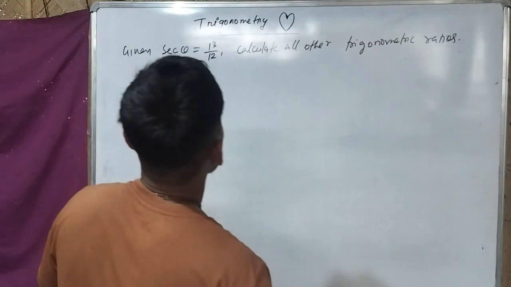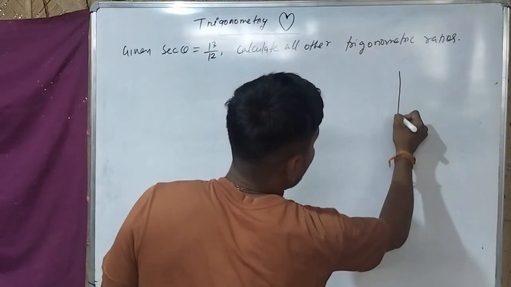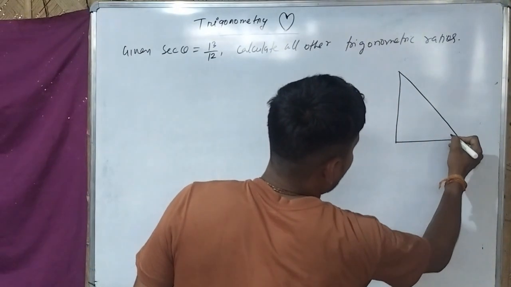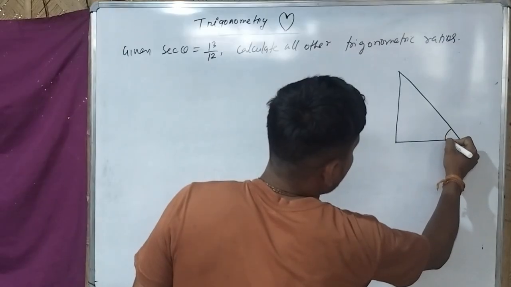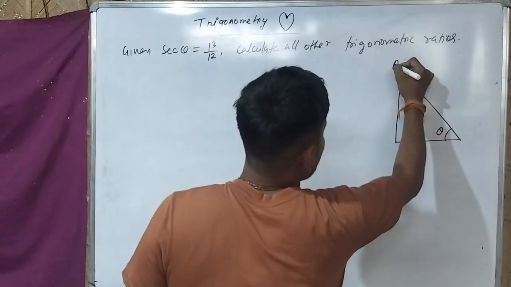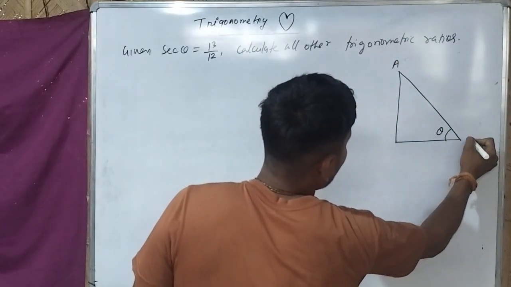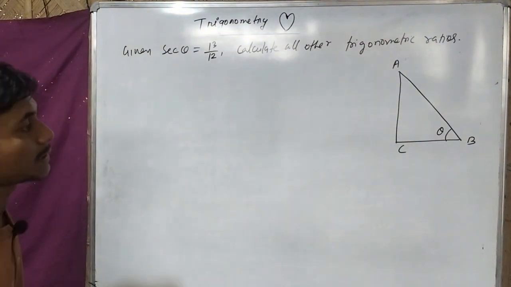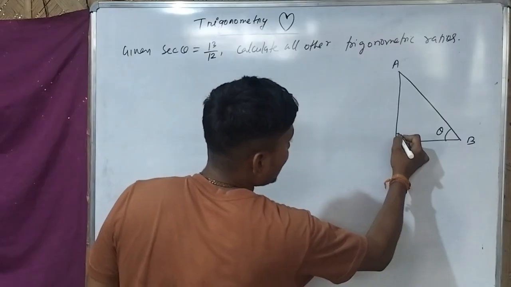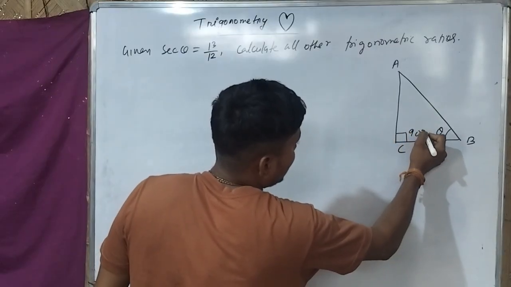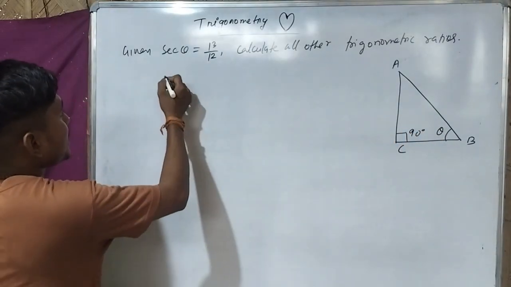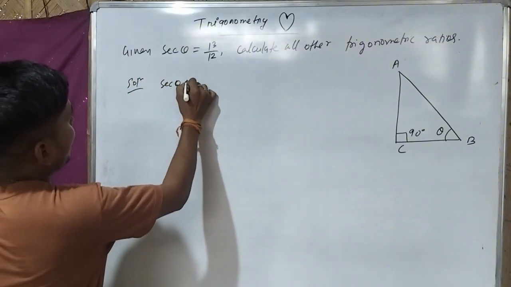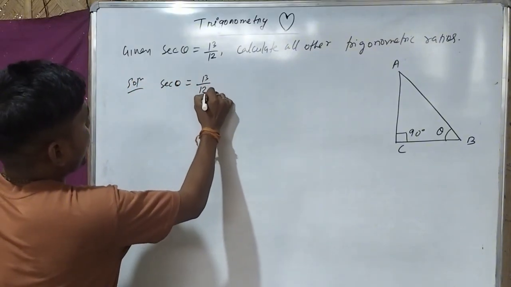Okay, suppose to find this, you consider one triangle. Suppose this triangle is ABC. Suppose angle B is theta, then opposite to angle B, this will be the perpendicular, with the 90 degree at angle C. Okay, now sec theta is given. So sec theta equal to 13 by 12.